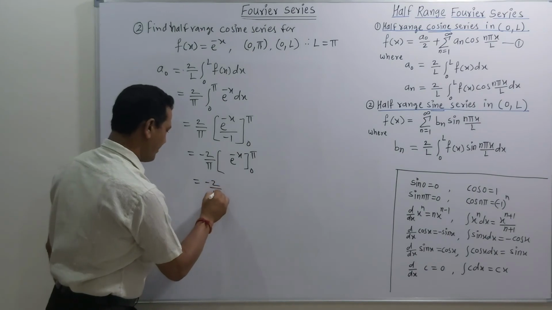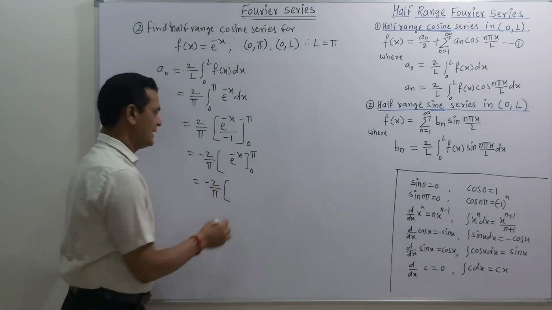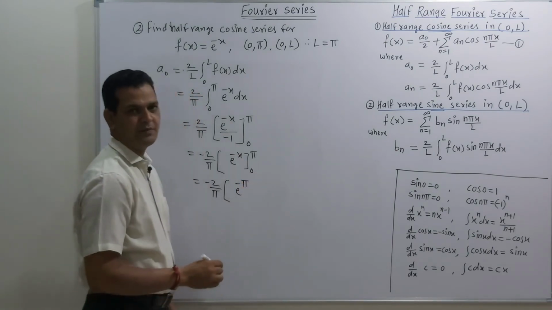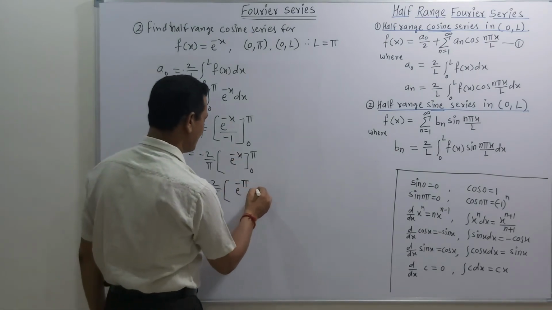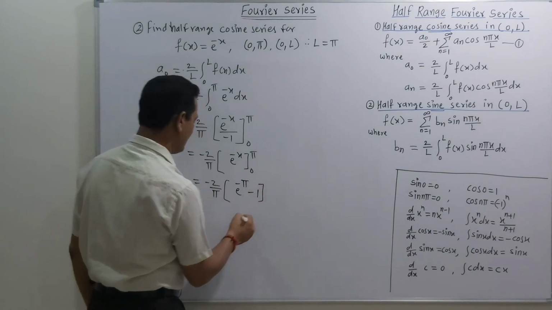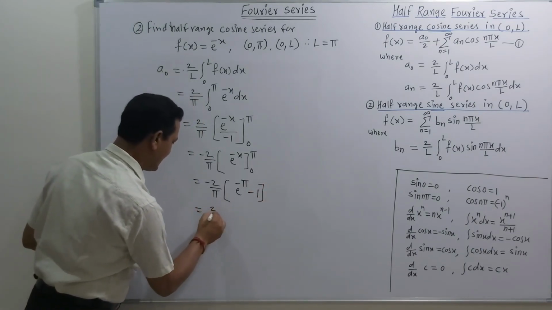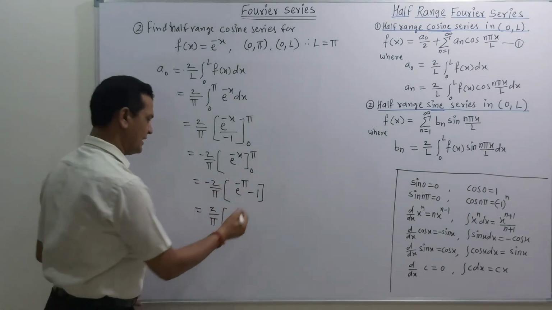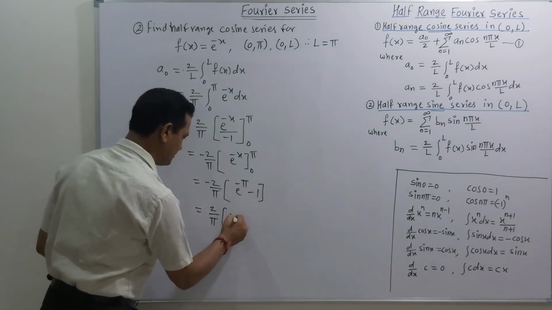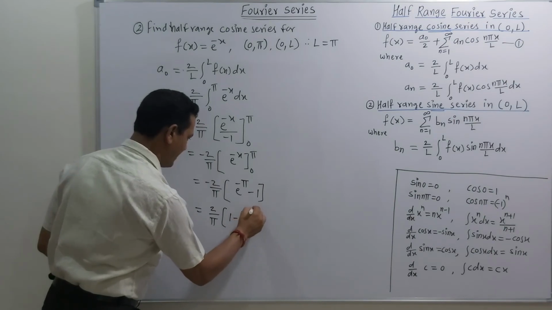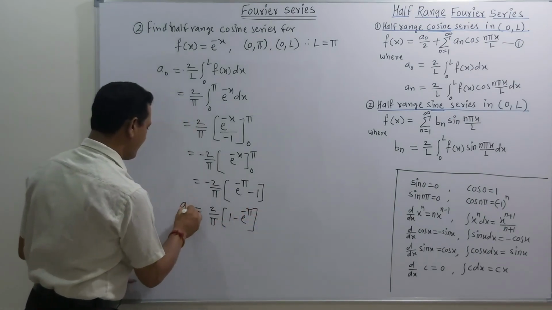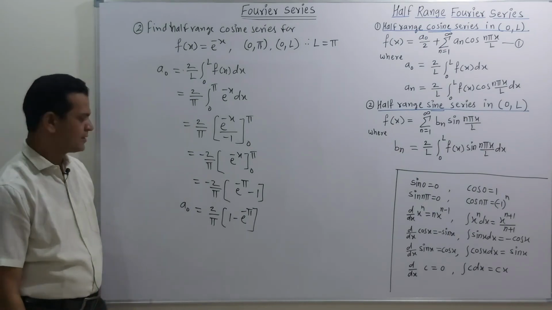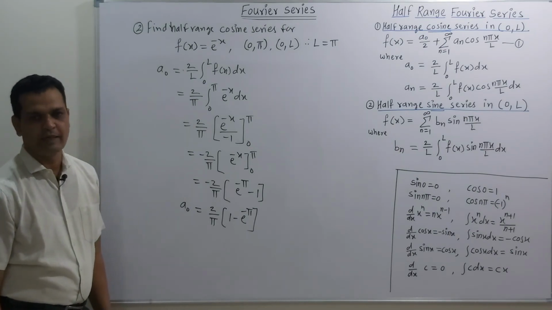Moreover, we get minus 2 upon pi. If we put the upper limit, we get e raised to minus pi. If we put the lower limit, we get e raised to 0, which is 1. So we can easily write this as 2 upon pi. If we take the minus sign to the inner side, the minus becomes plus, so this is 1 minus e raised to minus pi. This is the value of our first coefficient, a naught. So the value of a naught is 2 upon pi, 1 minus e raised to minus pi.